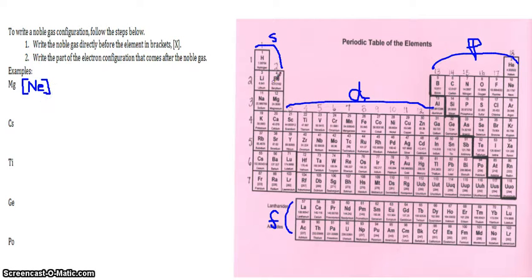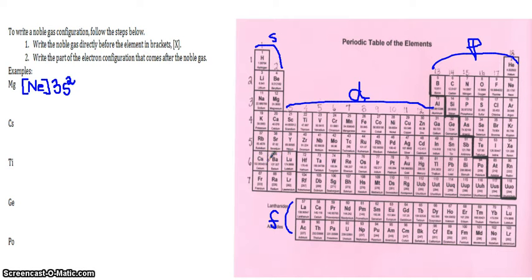Then I just write the part of the configuration up to the element. So all I need, I've done through 10 by putting neon in brackets. I just write this part of the configuration, which is 3s, because I'm in section S. And the little exponent, because magnesium is in the second spot, 1, 2, the superscript or exponent there is 2. And now I'm done. Okay. Let's take a look at another one.